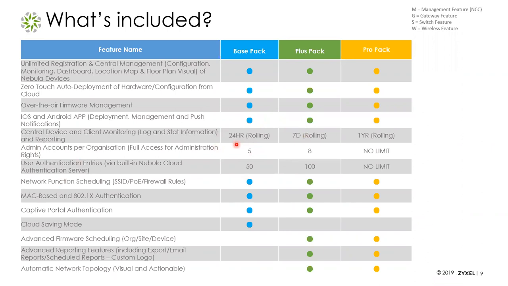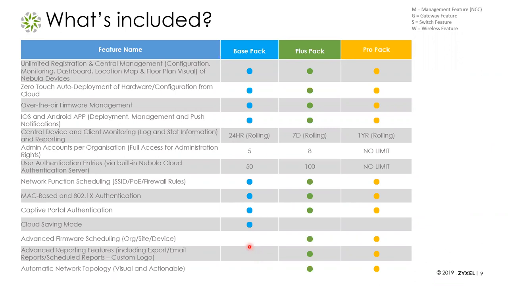You can have 5 admin accounts per organization. With Plus Pack, you get 8. With Pro Pack, you get unlimited. If you're using our cloud-hosted authentication database server, free version gets you 50 entries, Plus Pack gets you 100 entries, and then Pro Pack has no limit on the number of entries.